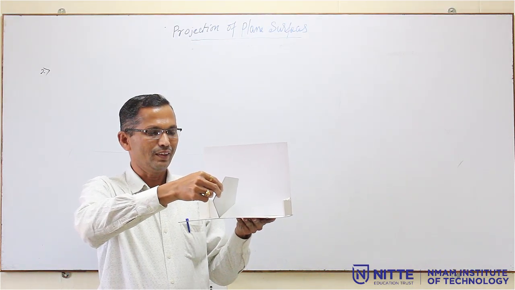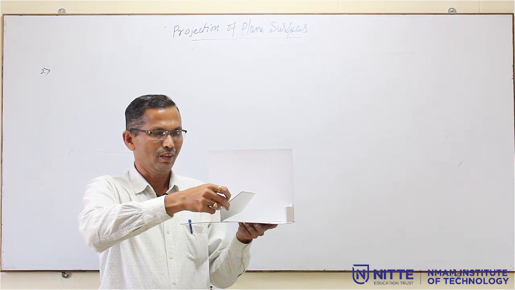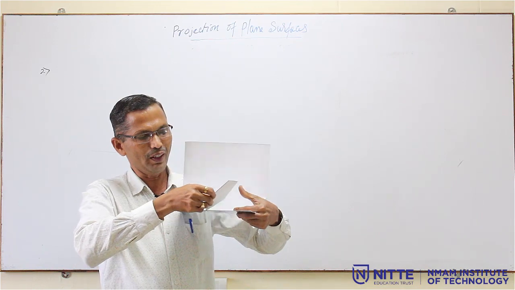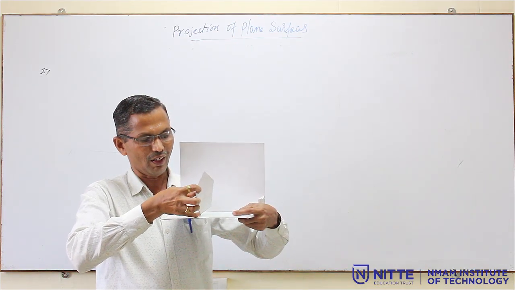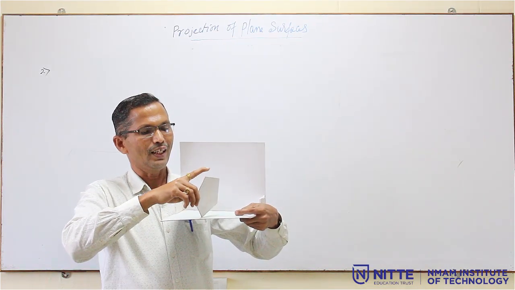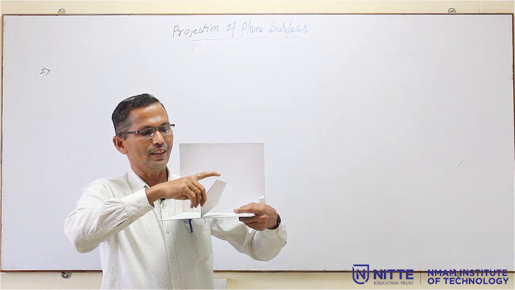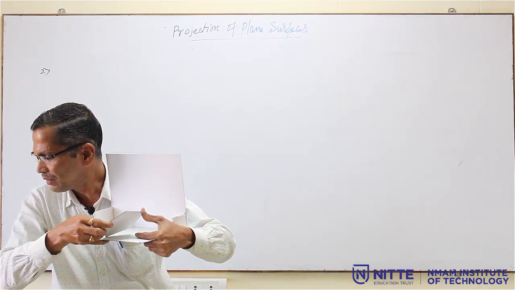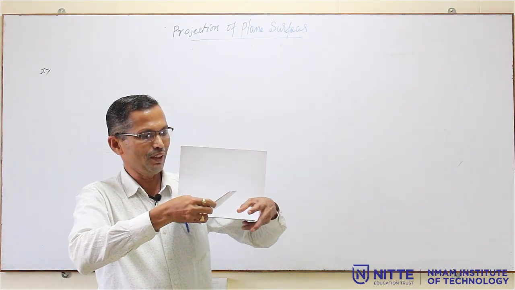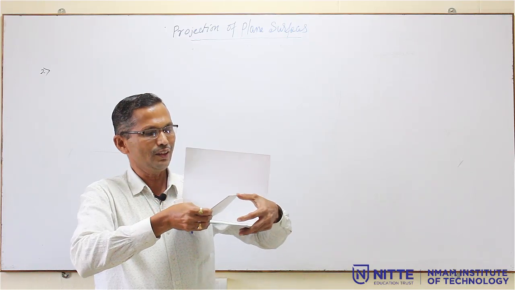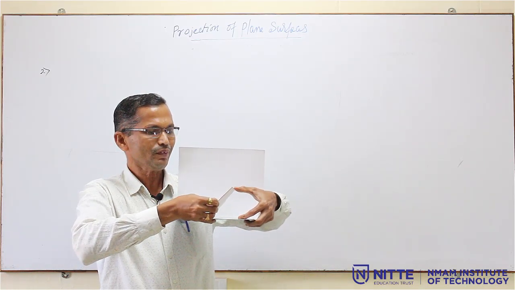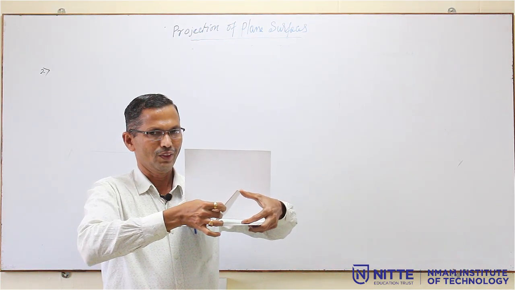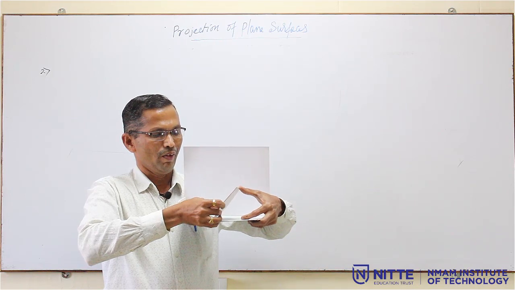What is the inclination? They have not given the inclination, 30 degree or 60 degree, that angle is not given. Instead of that, they told that it is resting on one of the corners such that the opposite side, that means this side, is 25 mm above HP. That means from this HP, this side is 25 mm. Instead of giving this angle, they have given this distance. So, this is the condition they told.